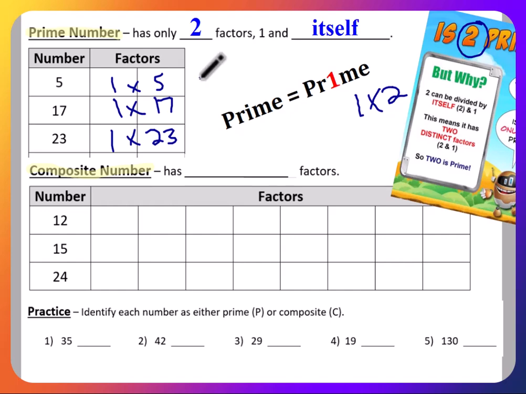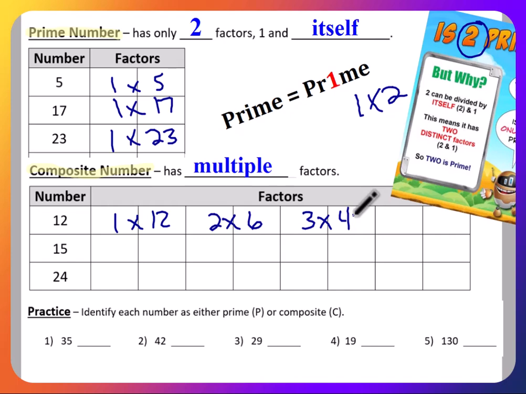Then the opposite of prime would be composite. A composite number has multiple factors. Think about 12. I know I can multiply 1 times 12 to make 12. And if I go up, think of other factors. I can do 2 times 6. That will give me 12. I can do 3 times 4. That will give me 12. 4 times 3 is the same as 3 times 4, so we're not going to list that again. But if you look, there are multiple factors. It's not just 1 times 12. Therefore, this is a composite number because there are several factors.